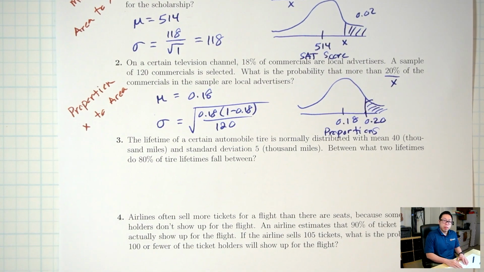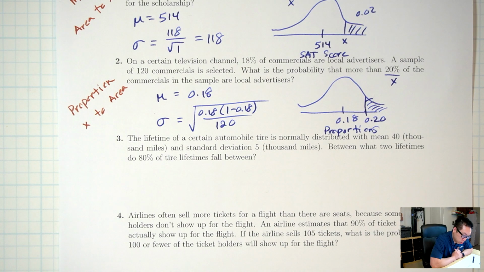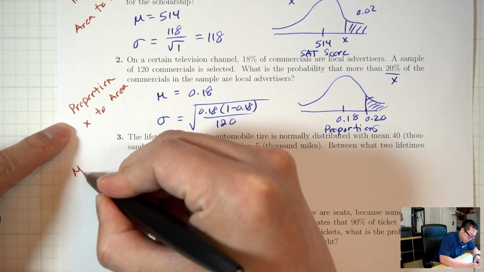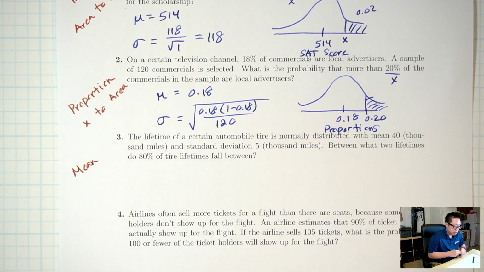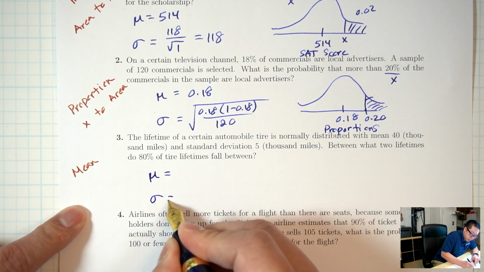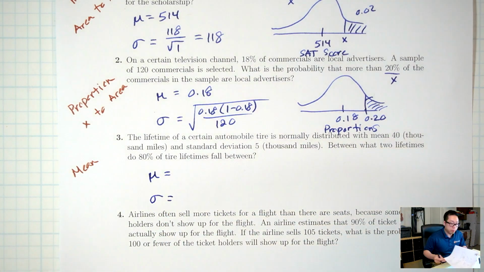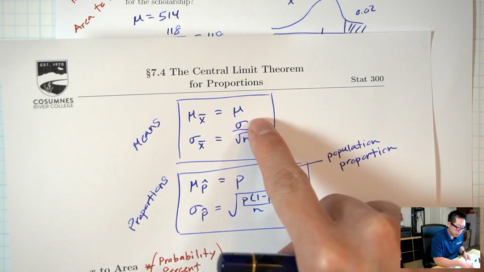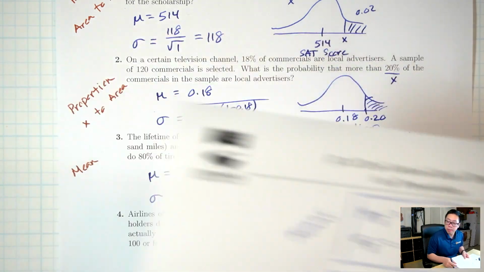Number 3. The lifetime of a certain automobile tire is normally distributed with mean 40 and standard deviation 5. Between what two lifetimes do 80% of tire lifetimes fall between? I saw the word mean. This will be mean. Okay, let's write down our mean and standard deviation here. Okay, for the mean situation, the mean is just whatever mean is mentioned in the problem. Standard deviation is standard deviation mentioned in the problem divided by square root of n.